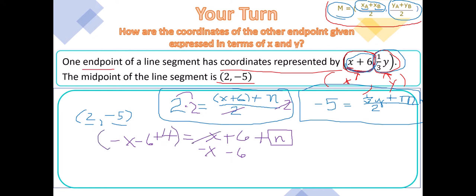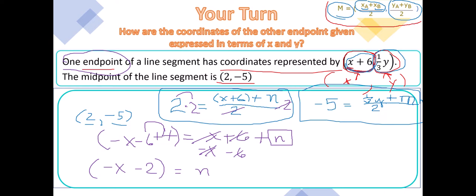All right, this is going to cancel out. We have 0, 0. And we have n is equal to whatever this expression is simplified. So let me go ahead and add my constants together. Negative 6 plus 4 is negative 2. And then we have that negative x. So n is equal to negative x minus 2. That is the other endpoint, the x-coordinate.